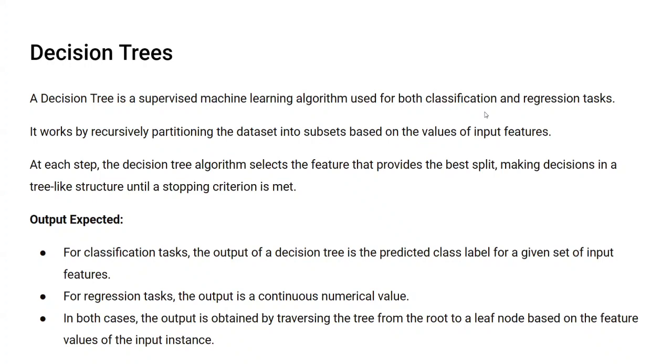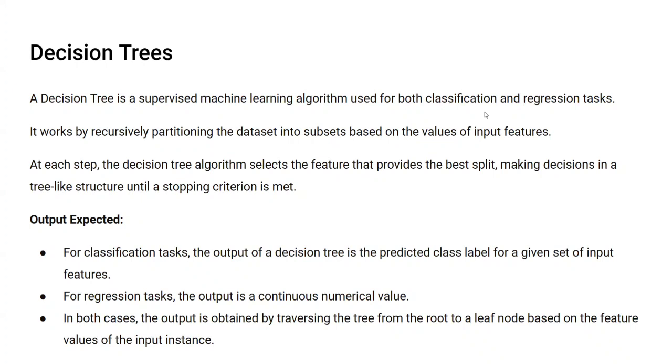The output expected from a decision tree in a classification task is a predicted class label for a given set of input features. For regression tasks, the output is a continuous numerical value. In both cases, the output is obtained by traversing the tree from the root to the leaf node based on feature values of the input instance.